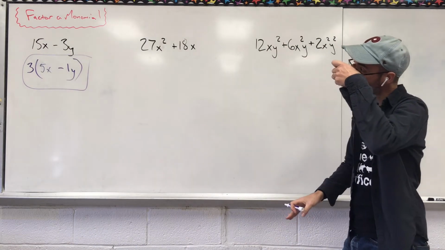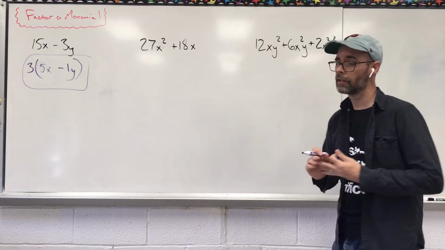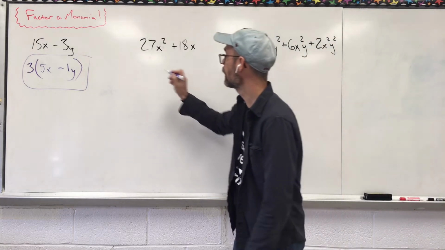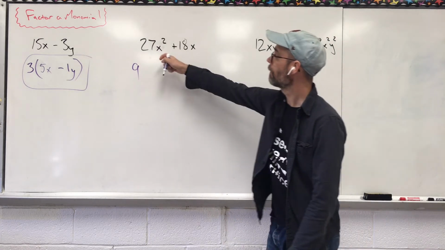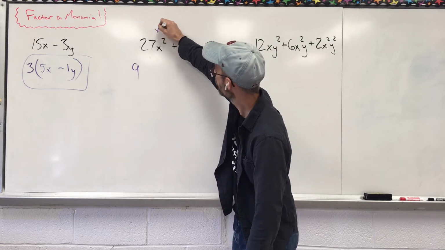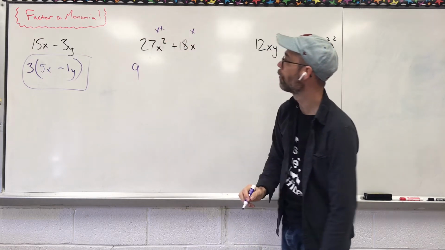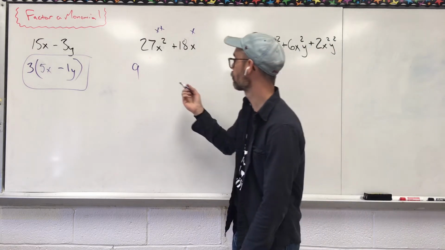Next, sometimes we have numbers and variables that we share. So 27, 18, we both share a 9. That's what we pull out. That's what we factor out. We also have x squared and x. Now remember, this x squared really says I have 2 x's, and over here I have 1 x. I have at least 1 x in each group.